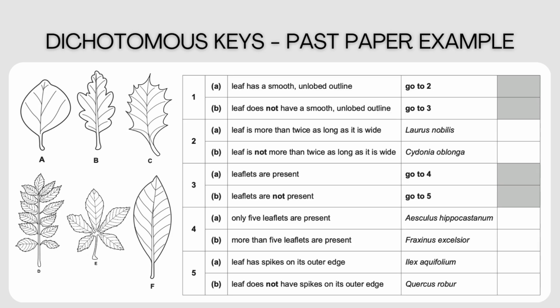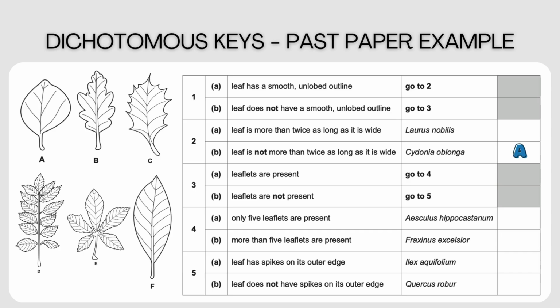Okay, so we use the key to identify. Let's start by identifying leaf A. Does the leaf have a smooth unlobed outline? Yes, it does. So we move to 2. Is the leaf more than twice as long as it is wide? We can see from the picture that that's not the case. So A is Cydonia oblonga.